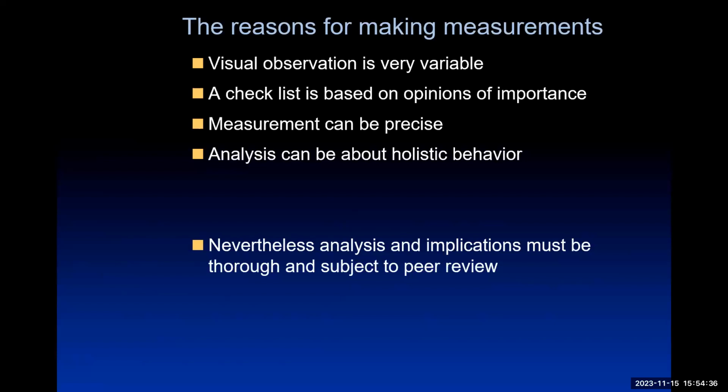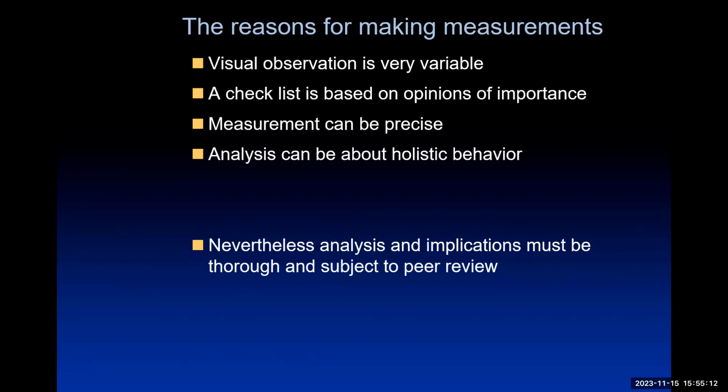So what do we do about these things? The first thing is that visual observation is very variable. You can look at the way a bridge is behaving, and you can miss things. Checklists that are given to surveyors quite often are based on opinions of what's important and what's not. If you make measurements, they can be precise, and an analysis can be about holistic behavior.